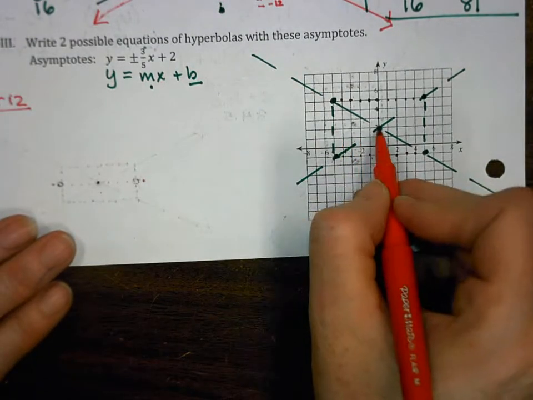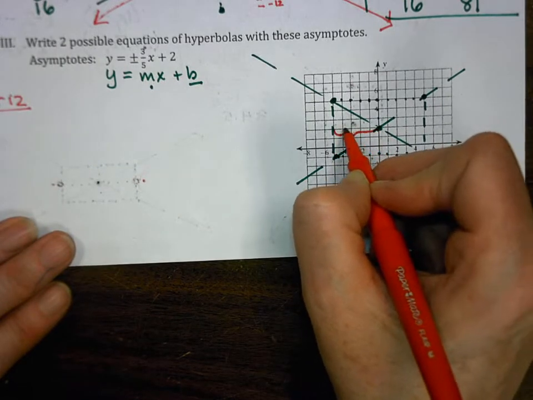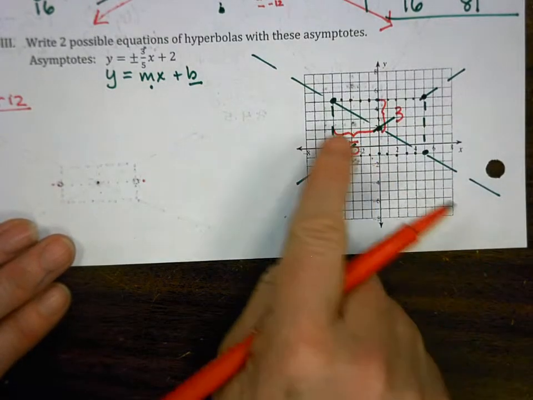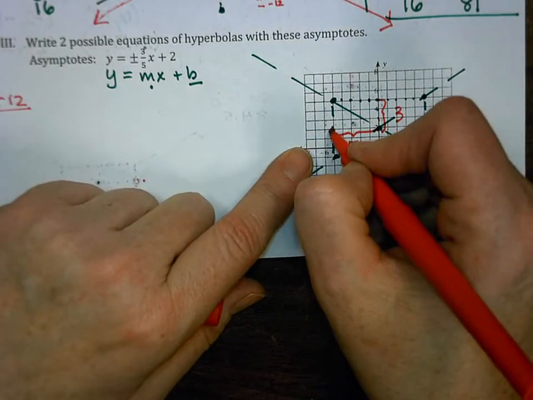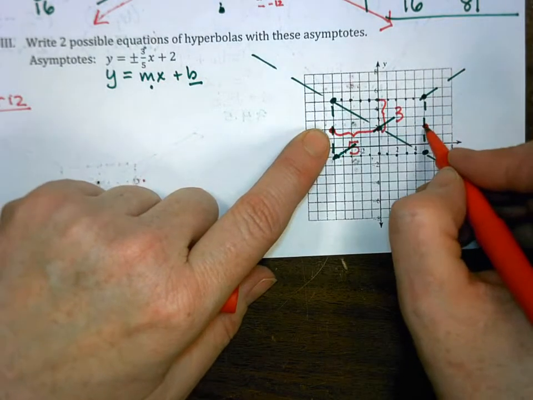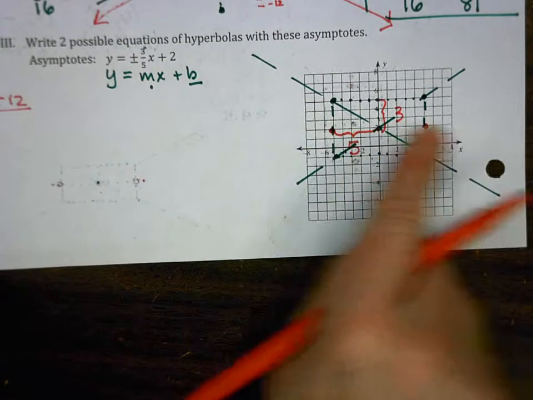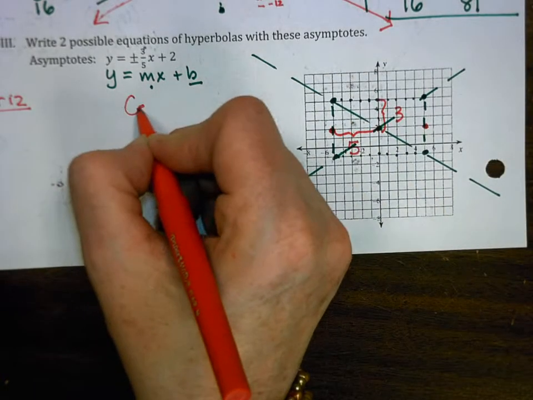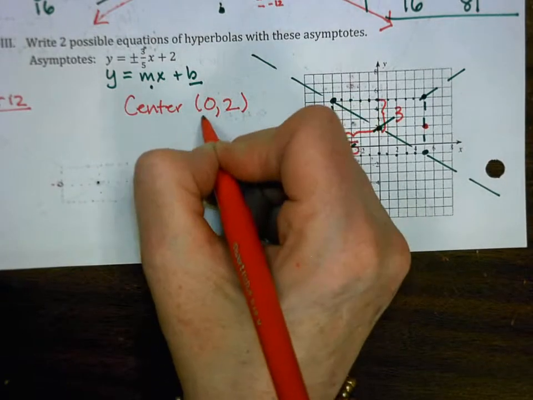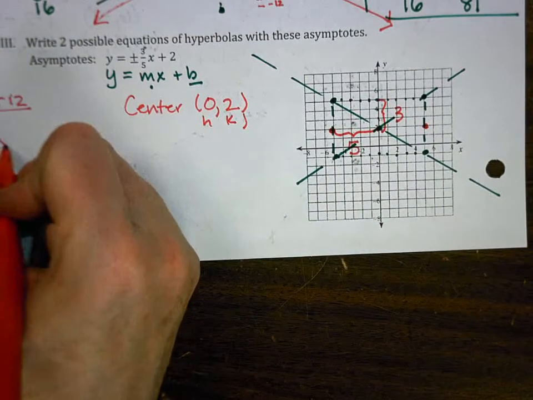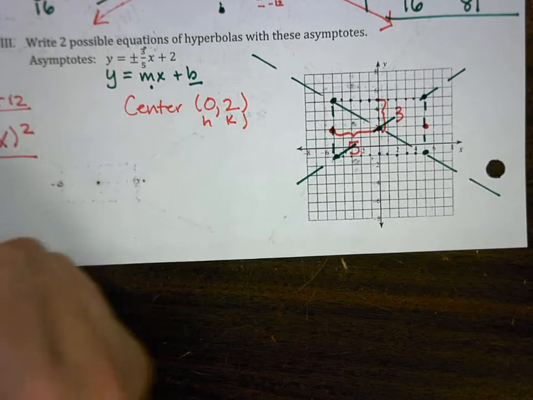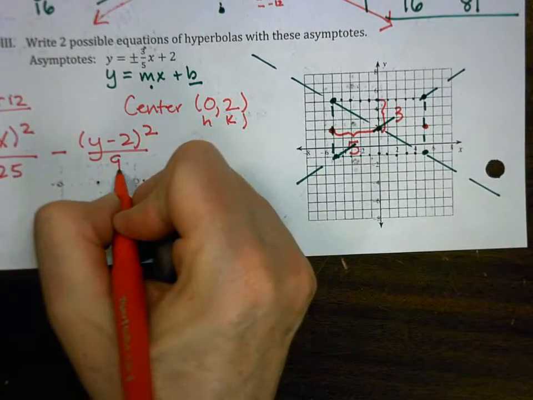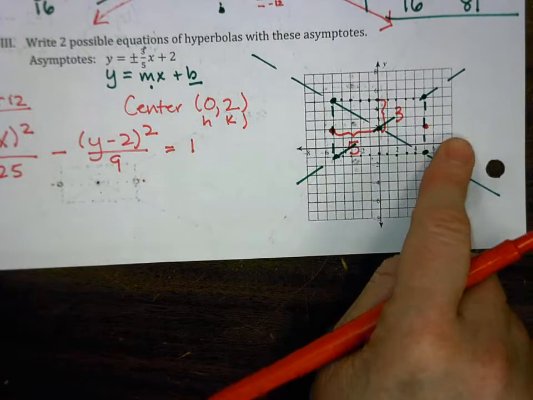So let's draw the horizontal equation first. Okay, from here to here is 1, 2, 3, 4, 5. From here to here is 1, 2, 3. So if we have a horizontal hyperbola, where the vertices are here, then what will our equation be? Well, the x squared would be positive. We'll have a center at 0, 2. So let's write that down. Center at 0, 2. h, k. So if we're horizontal, then we're going to have x squared over 25 minus y minus 2 squared over 9 equals 1.